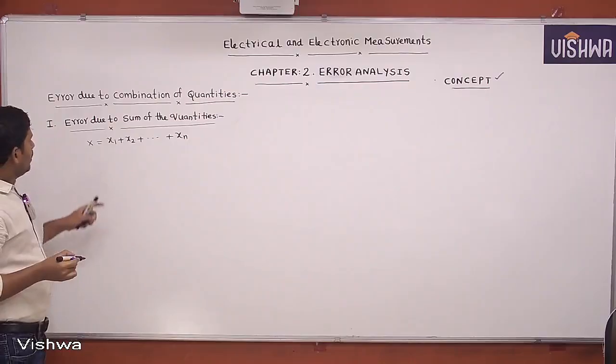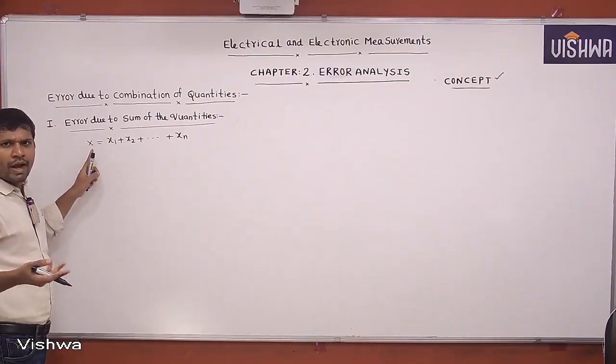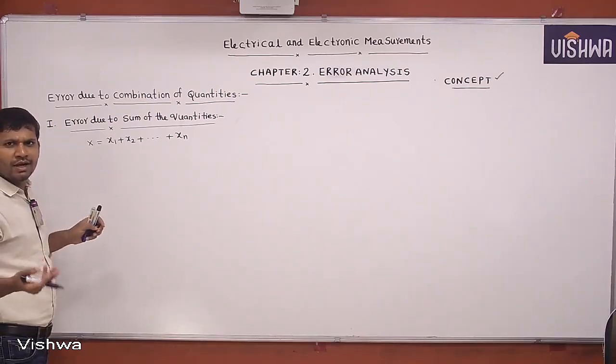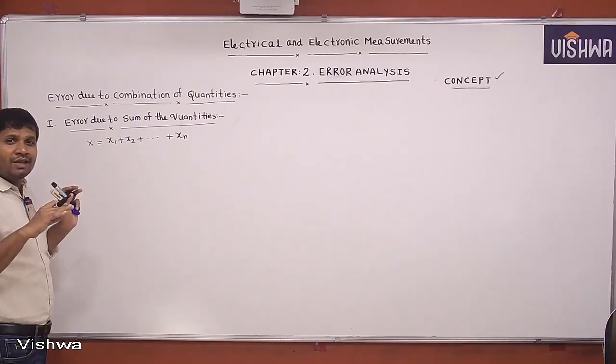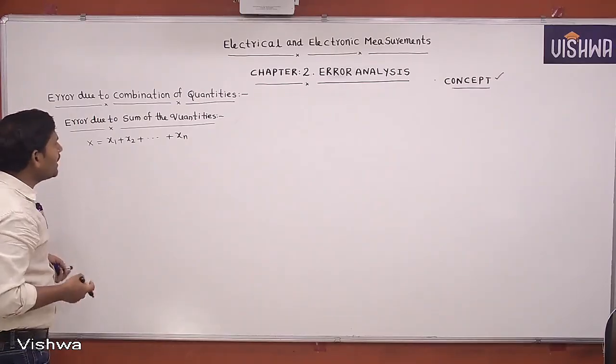Here I am explaining error analysis. Normal addition and subtraction you know, but if errors are given, how do we do the error analysis in addition and subtraction? Now first I am explaining addition.